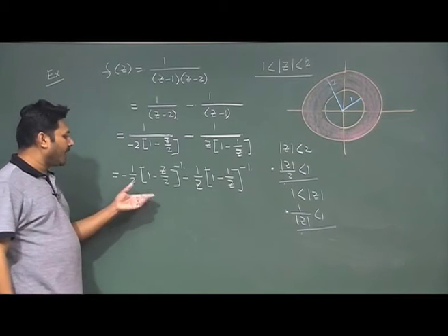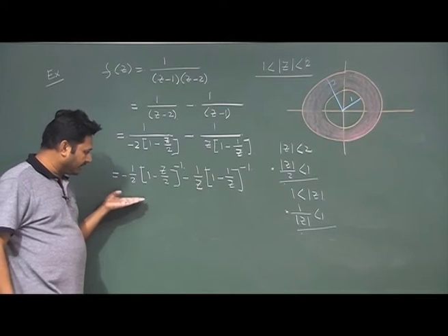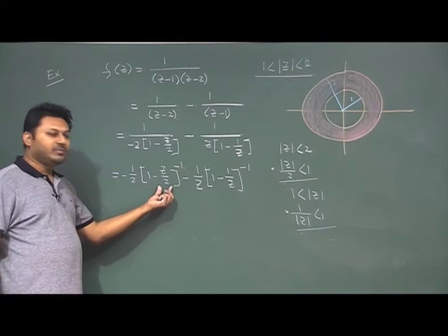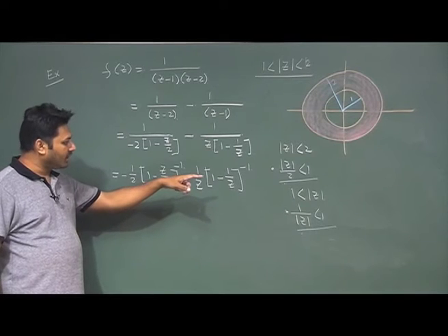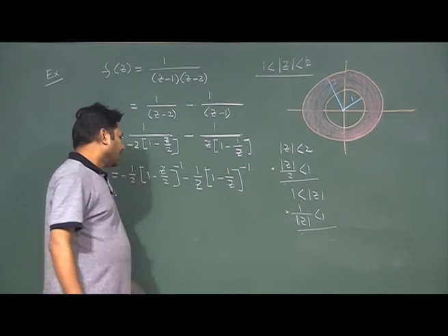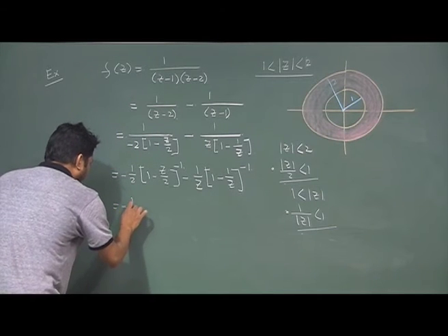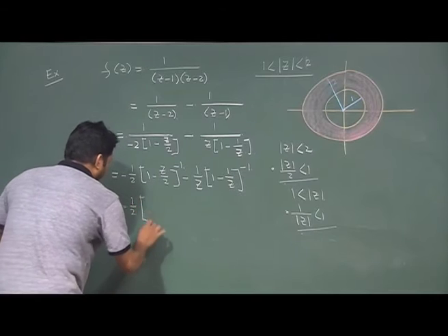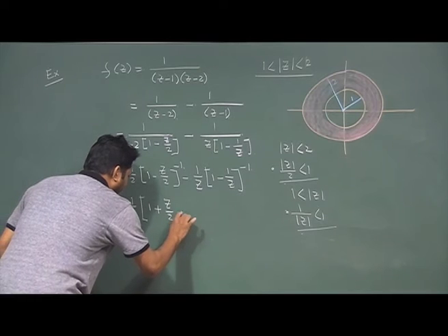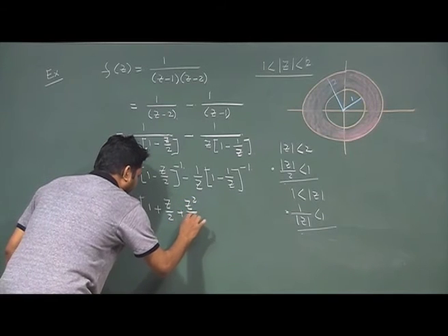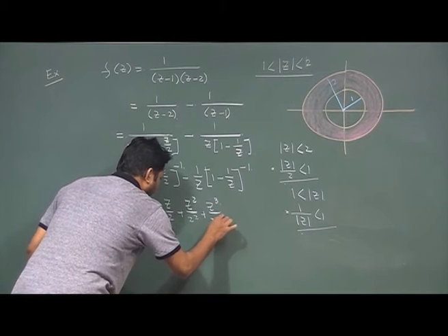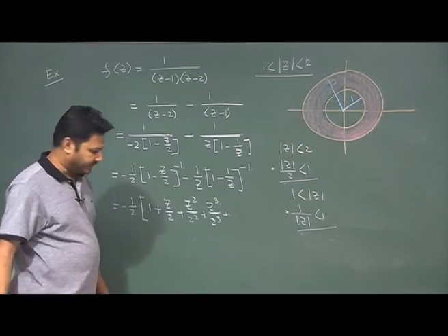I separate out two parts, and now we are ready to expand this, because both conditions are in our favor to expand this, because z by 2 is less than 1. So, that means I can expand this. 1 by z is less than 1, I can also expand this in the series. So, if I do, then I will have 1 by 2 times 1 plus z by 2 plus z square by 2 square plus z cube by 2 cube and so on. That is the first part.